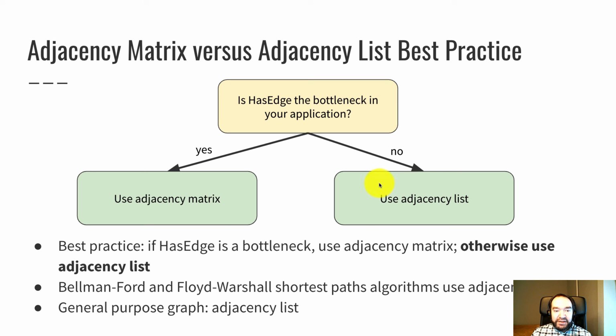So that's the best practice I would advise. If has edge is your bottleneck, you should use the adjacency matrix, but in any other situation, your general purpose graph data structure is the adjacency list. So there are algorithms that do have a has edge bottleneck. They're the dynamic programming shortest path graph algorithms. So there's an algorithm called the Bellman-Ford algorithm. There's another one called the Floyd-Warshall algorithm. These are algorithms that compute paths in graphs, and they do this has edge operation a lot. That's the bottleneck. So for those algorithms, you should really use an adjacency matrix. But for pretty much all other general purpose graph applications, the adjacency list is a safe choice.